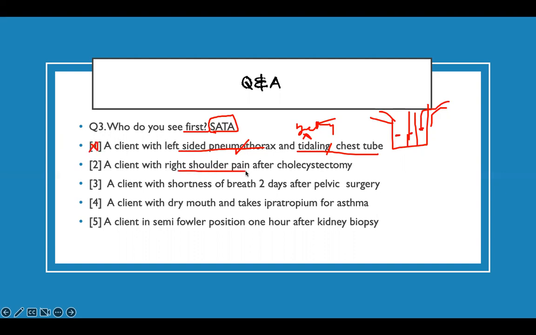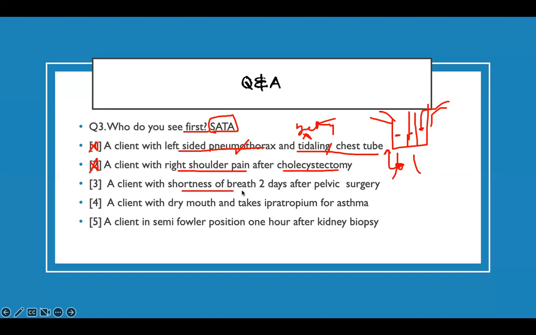A client with right shoulder pain after cholecystectomy. Ask yourself, if this is the patient, the gallbladder is in the right upper quadrant. After they remove the gallbladder, that's a cholecystectomy, they're going to have pain on the right because of the gas. It's referred pain to the right upper shoulder. So therefore, this is expected. I've got to be sharp.